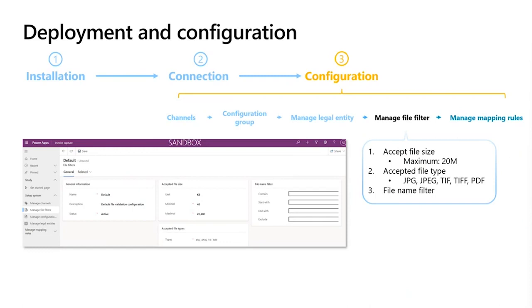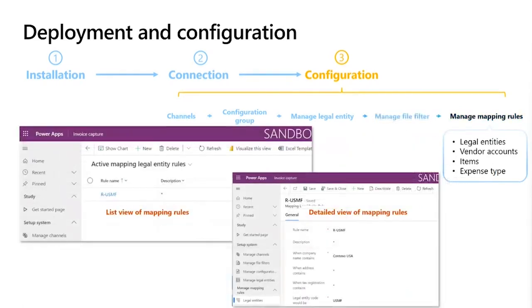Then we'll manage our mapping rules. This is where you'll set up the vendor names to your vendor IDs in D365, and what company the invoice is addressed to, so the system can identify it. In the example in the screenshot here, the company is addressed to Contoso USA, so the app knows to utilize the USMF legal entity from D365 for the import. This also includes your items and your expense types and other mappings in terms of the information captured from the OCR and the invoice and what will be imported into D365.